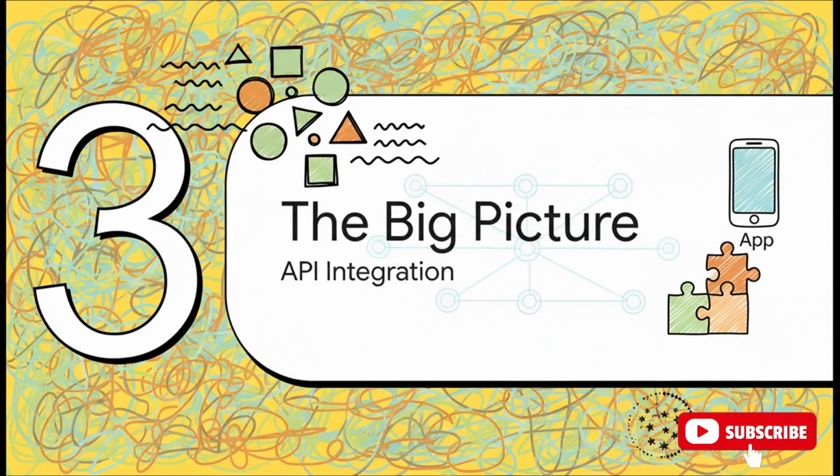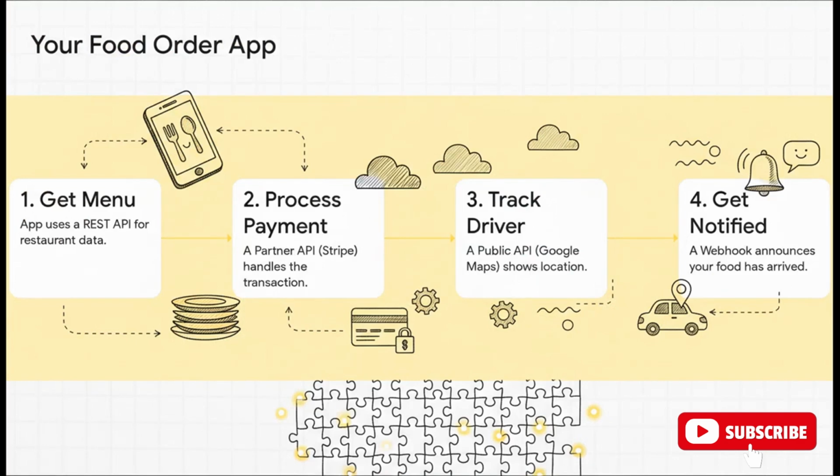Okay, so we've seen all these different types of APIs. So how does it all come together in the apps we use every single day? Well, this is the magic of what we call API integration. Let's go back to that food delivery app. When you're browsing the menu, the app is probably using a REST API to pull that data from the restaurant's server.